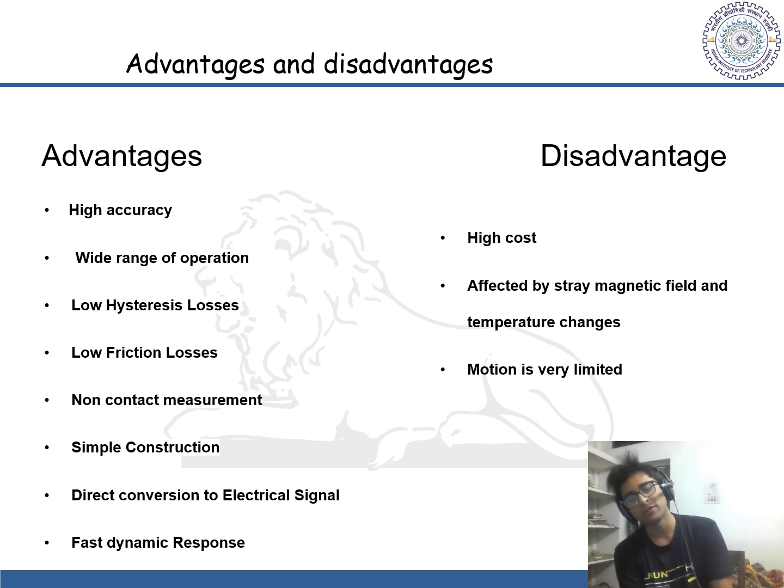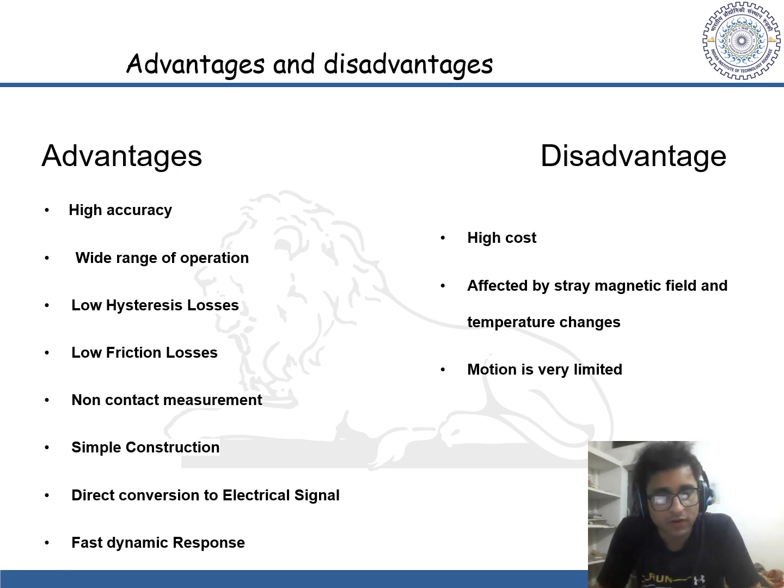Non-contact measurement is required for some sensors, because some sensors cannot be directly touched by the transducer, or they can be damaged. So the LVDT ensures that the measurement can take place without contact with the sensors. Other advantages are simple construction, direct conversion into an electrical signal, and fast dynamic response.